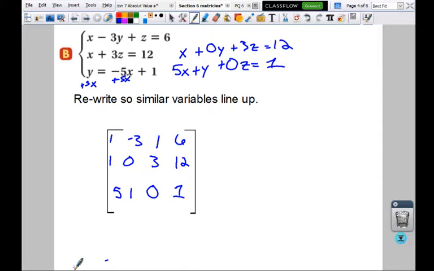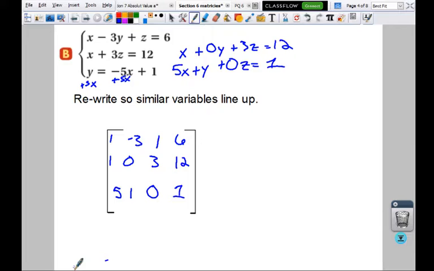Everybody good with this so far? Yes. Alright, well, now's when it gets tough. So make sure you pay attention. What we're going to be doing is we are going to take a matrix that looks kind of like this, and we're going to manipulate it until we get a solution.